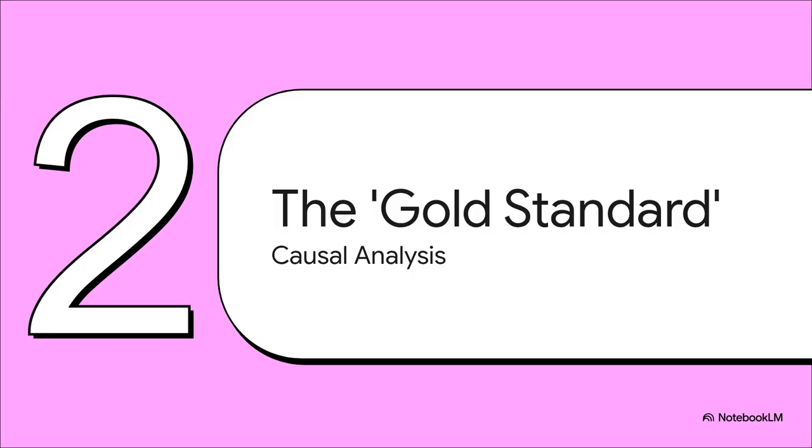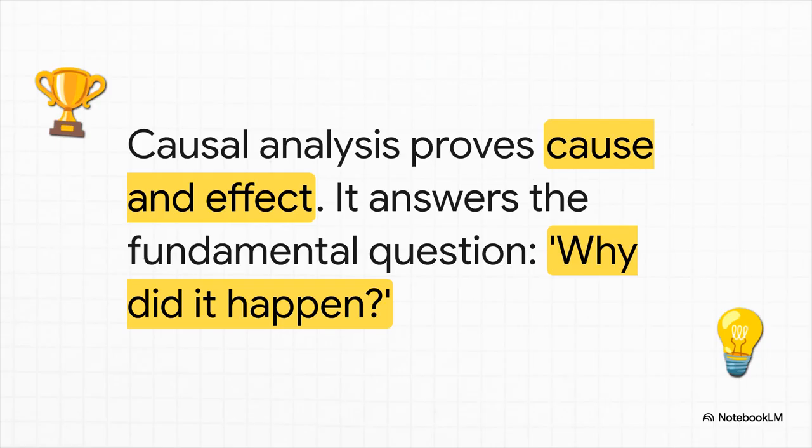And that brings us to the very top of the ladder, the most powerful tool in our entire toolkit. We have finally arrived at what experts call the gold standard, causal analysis. This is it. This is where we solve the ultimate mystery. You see, all the other methods we talked about, they can show us correlations, that two things seem to happen together. But causal analysis is the only one that helps us prove that one thing actually causes the other. It gets to the fundamental why.